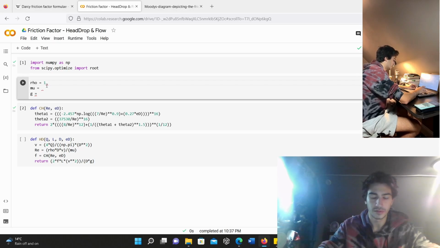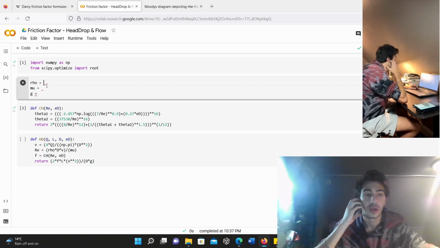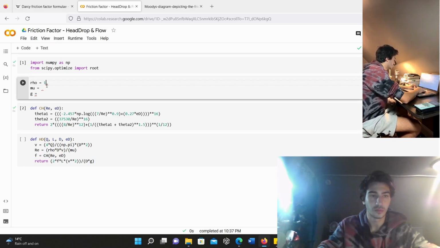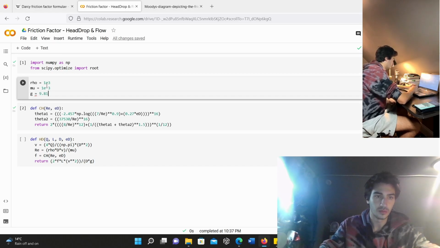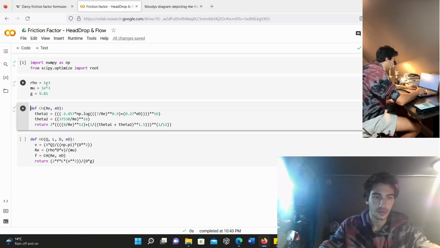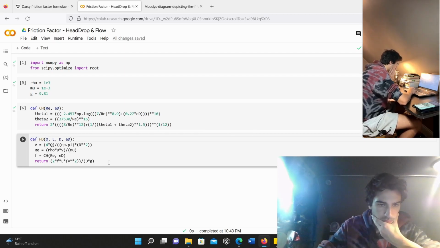For rho and mu, we're just going to use the density and viscosity of water as an example. We know the density is 1e to the third, then mu we know is 1e to the negative third, and then gravity we're just going to be using 9.81. Run these through, and I think this should be good as well.